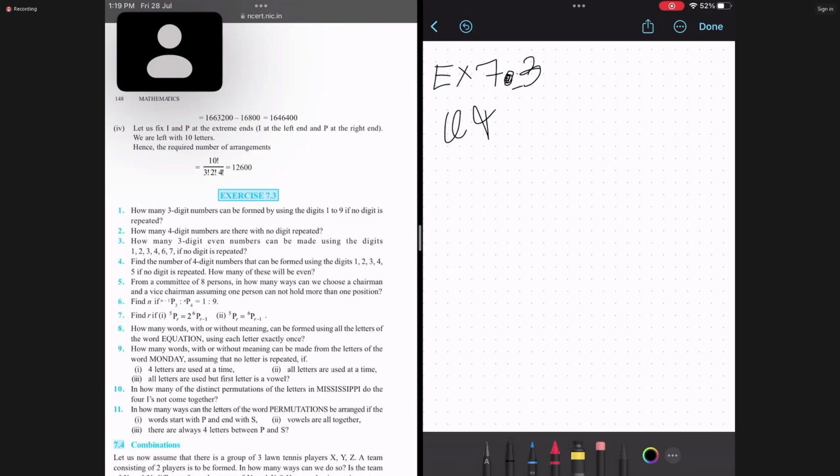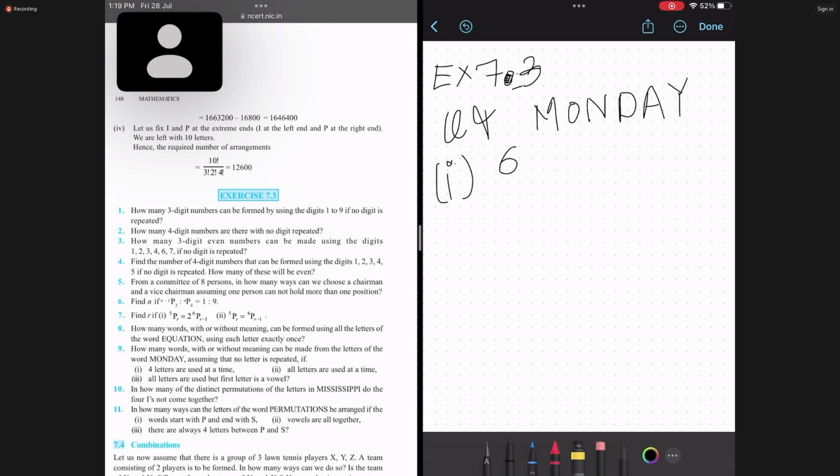How many words with or without meaning can be made from the letters of the word Monday, assuming that no letter is repeated, if 4 letters are used at a time? Okay, so the word that we are using is Monday. For the first case, we are using only 4 letters. Of the 6 letters that we have, we are only going to use 4. So first we select any 4 letters, and then we permute them.